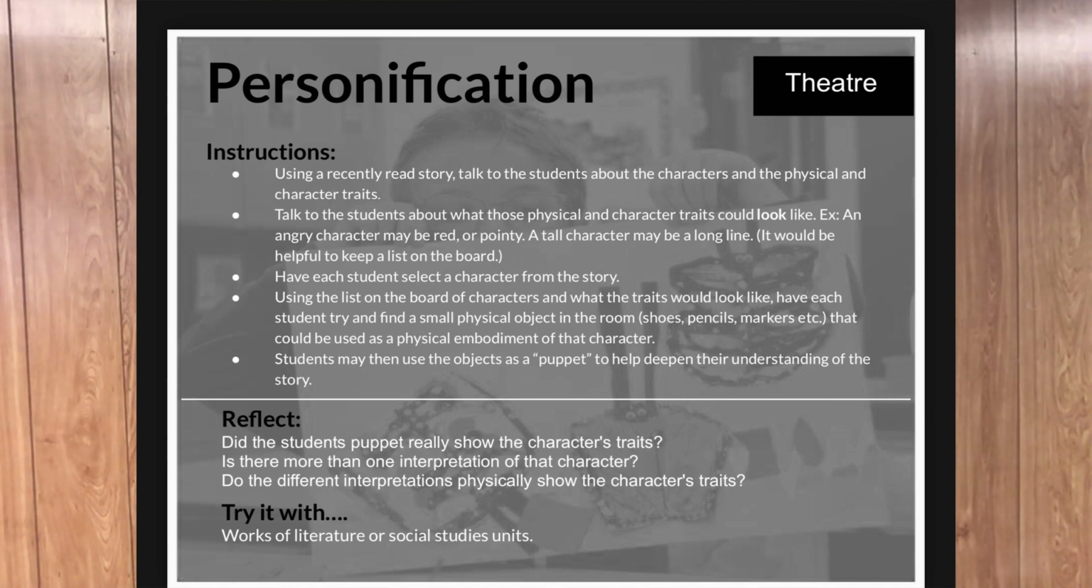Students may then use the objects as a puppet to help deepen their understanding of the story. And this can be scaffolded to cater to a lot of different grade levels. It could be just as simple as discussing why the student chose that object to represent that character to make sure that they understand what those character traits were. You could even go more in depth and use this as a way to augment their vocabulary, to teach new vocabulary, and maybe even pair this strategy with the theater strategy hot seat, where students would use their puppet and try to answer questions in the way that they think that character would.